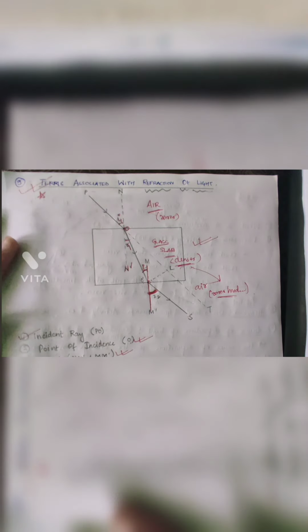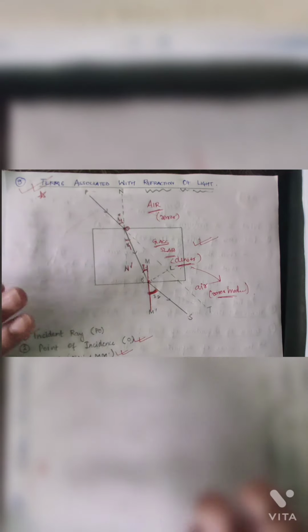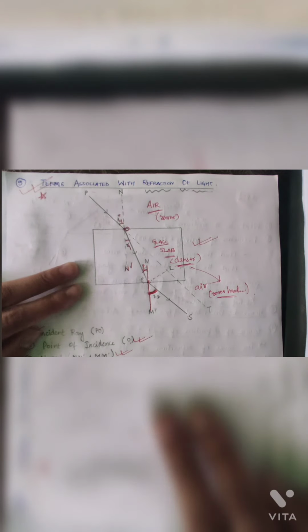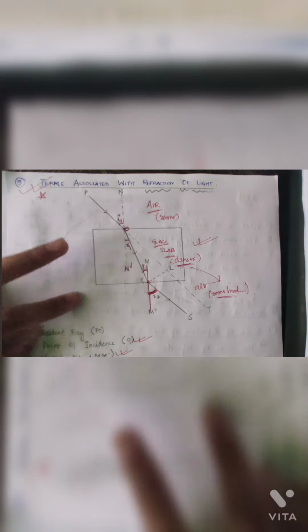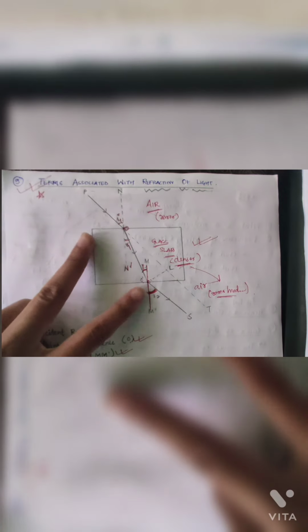Good afternoon, class. So yesterday we already discussed the terms associated with refraction of light. As I told you yesterday, this diagram is very important. I already made you understand how it goes through, the normal, the point of incidence, everything, right? Air, which is a rarer medium, enters the glass slab, which is denser, and then goes again to the air, which is a rarer medium, right? You remember this diagram by heart.